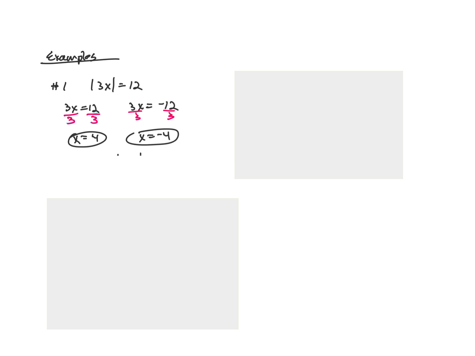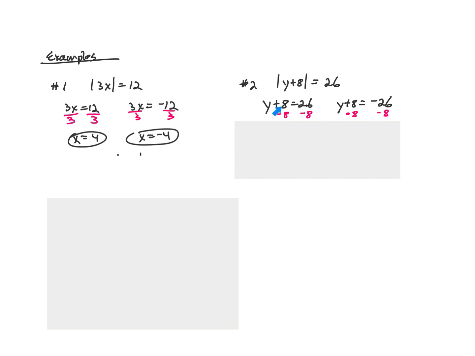All right, let's take a look at number 2. And the equation is the absolute value of y plus 8 equals 26. Well, that means our y plus 8 can equal 26, or our y plus 8 can equal negative 26. So we set up our two equations: y plus 8 equals 26, and y plus 8 equals negative 26. And then to solve these equations, we're going to subtract 8 from both sides.